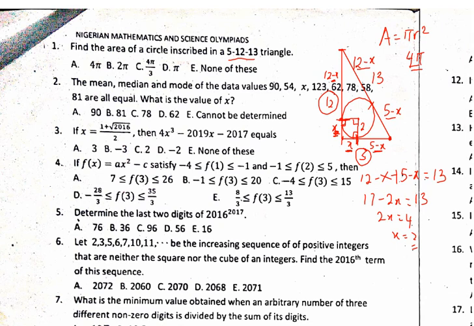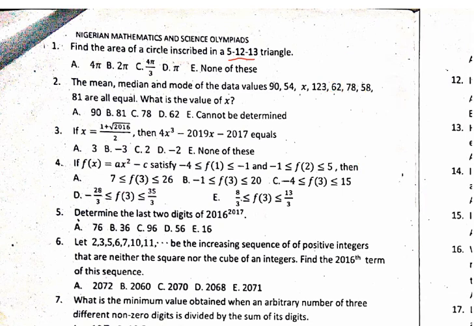Now let's move to the next question. Question number 2. The mean, median, and mode of the data values 90, 54, and so on. So let's clean the board for this. Assume you have written the whole thing. Alright, now the first thing for this, we can see that the mean, median, and the mode are all equal.